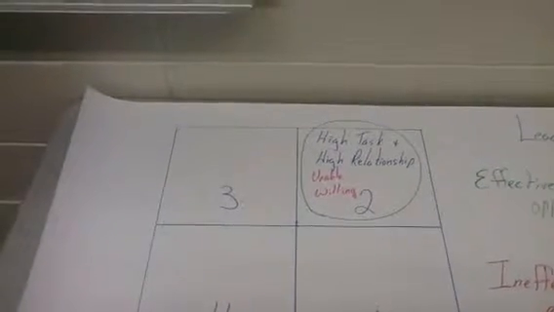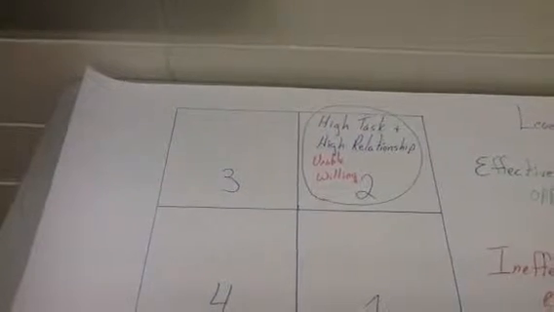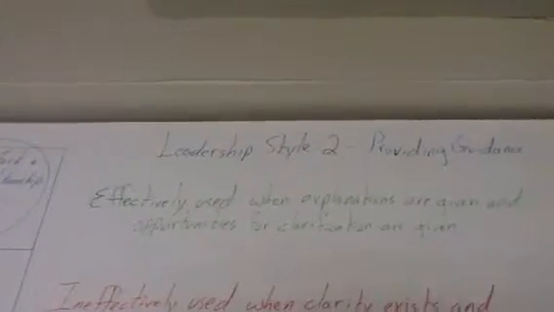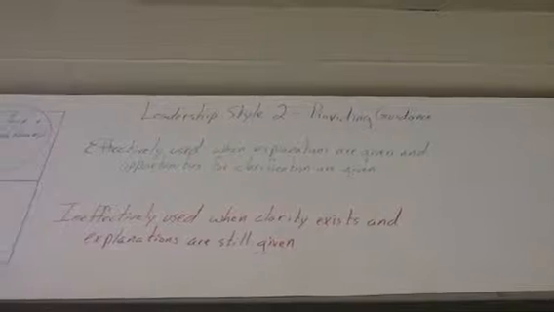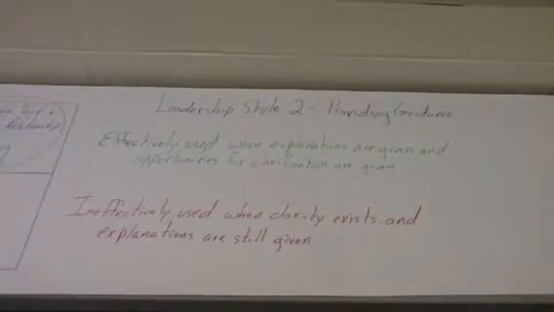The second leadership style, high task, high relationship. Again, describing what is needed from you, the leader. So you are going to be giving them a lot of instruction, but you are also starting to work with the idea of two-way communication. So you're providing guidance. This is effectively used when explanations are given and opportunities for clarification are given. So that's where the two-way communication comes in.